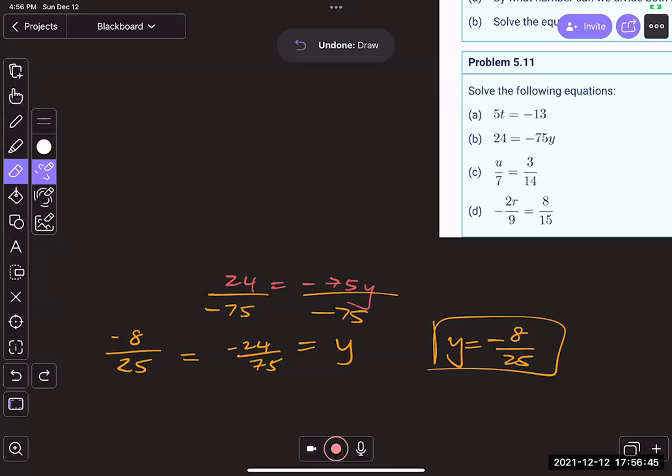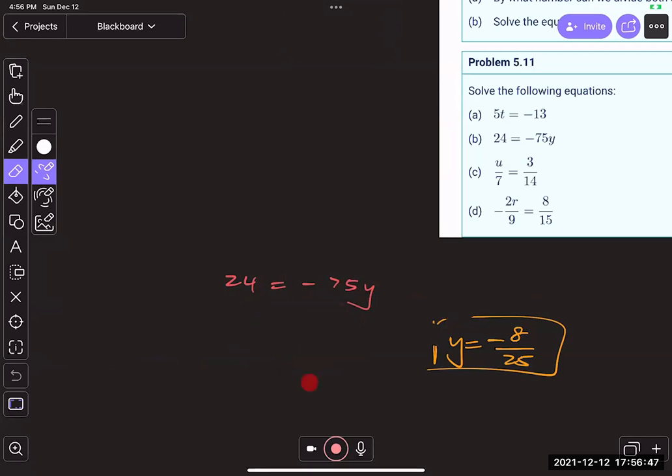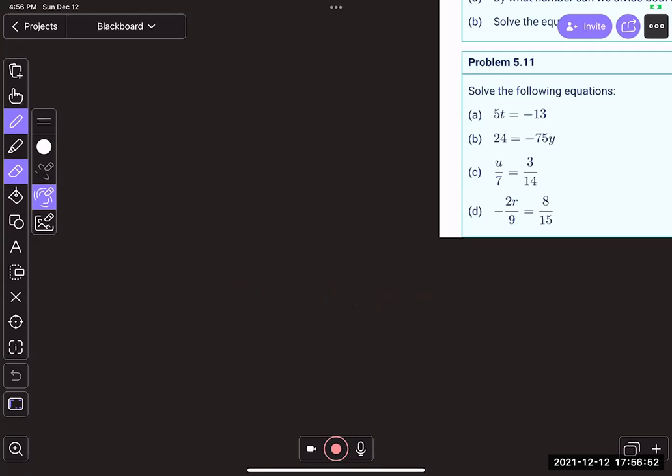All right. So remember, what you want to do is get the variable alone. In order to get the variable alone, you have to undo what is being done to the variable. So whatever is being done, you have to undo that. If it's addition, you subtract. If it's subtraction, you add. If it's multiplying, you divide. If you're dividing, you multiply.